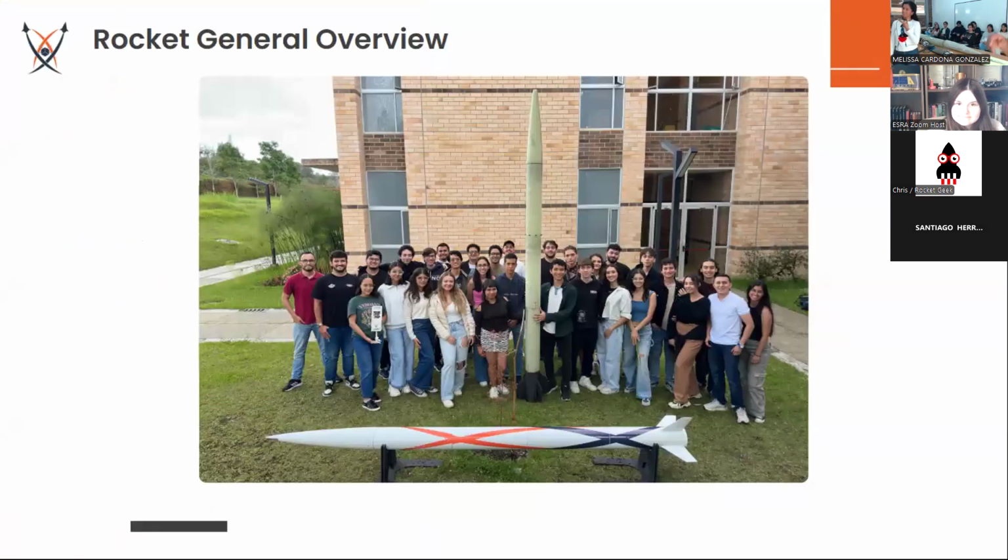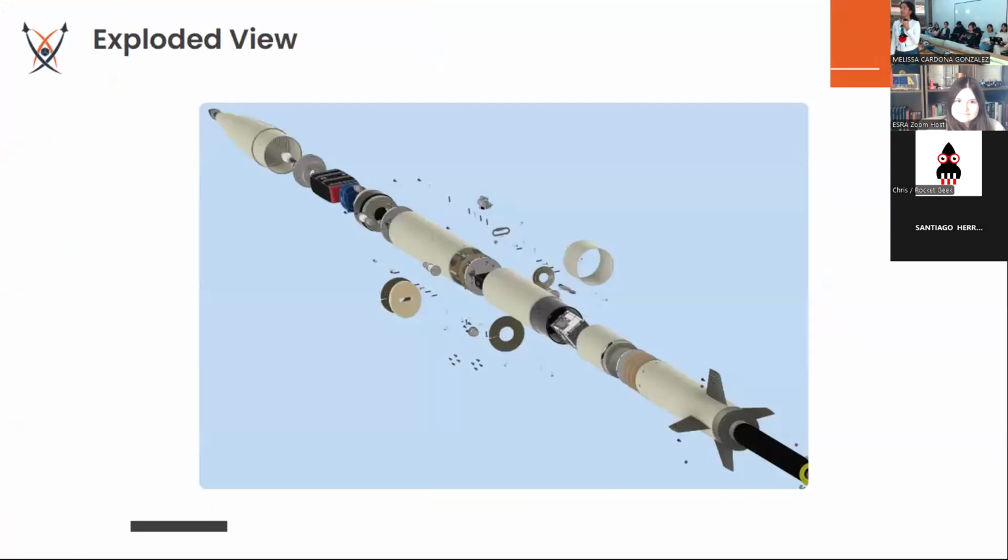So this is a picture of us as a team. There are some people missing there because it's hard to align the schedules of a lot of people, but that's us, and that's our rocket that we are with. This is a little exploded view of the rocket. It's basically what you can see here on the table. We will go further into that a little bit later in the review.